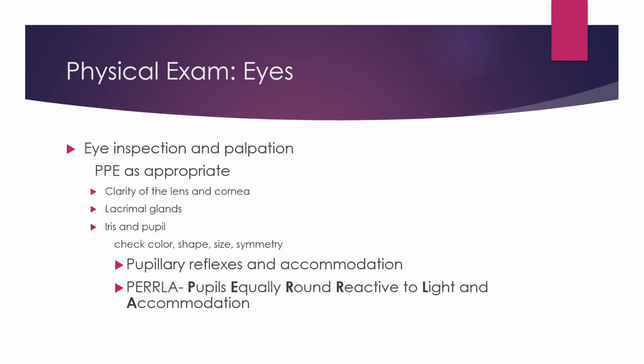Physical examination of the eyes involves several components. One being an inspection of the eye for clarity, examination of the pupils, of course, to determine if they're round and reactive to light and they're able to accommodate. So there's various things that you're going to be looking for.